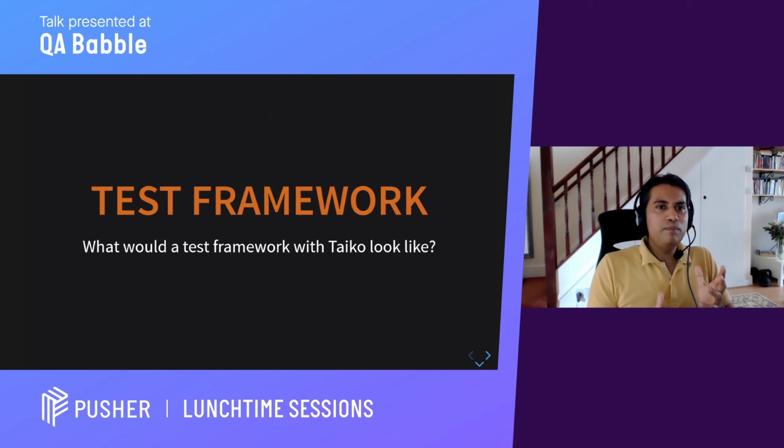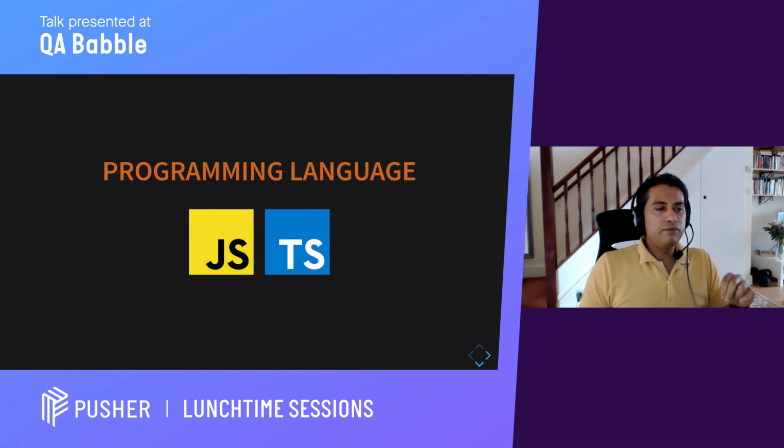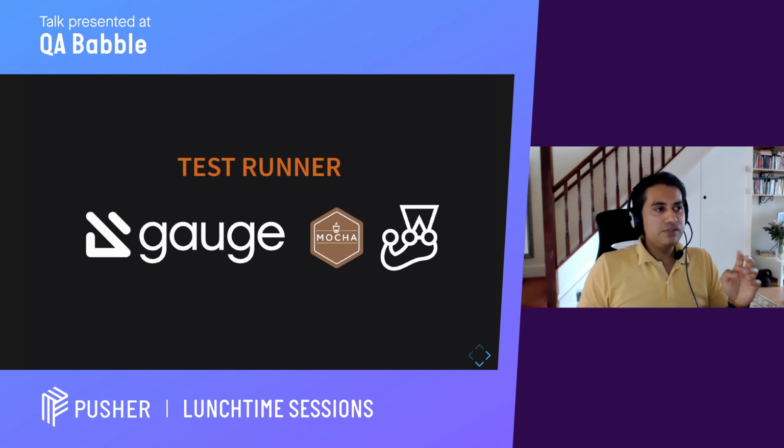Now, what would a sample test framework with Taiko look like? Suppose you want to implement Taiko in your current organization as an automation framework, what would that framework look like? You can use any of these programming languages, JavaScript and TypeScript. You can actually use TypeScript for Taiko, and you can write a script, save it, and then run it using Taiko. You will have any of the test runners: Gauge, Mocha, Jest, or any other. I've not mentioned all the test runners here, but I've mentioned some of the compatible tools with Taiko that have worked, and you can find the examples in their documentation website.